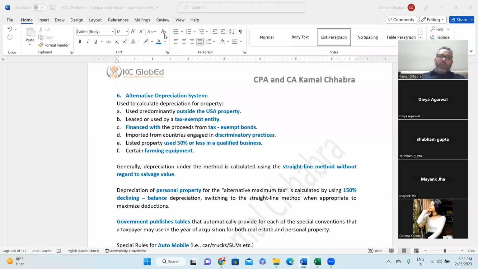Fourth is property imported from countries engaging in discriminatory practices. There are certain countries which are considered, as a nation, the United States has a soft corner for and supports. Like if you see, there are many countries in European nations to whom the US does provide support. So any such capital expenditure investment made in such a country, like Puerto Rico.